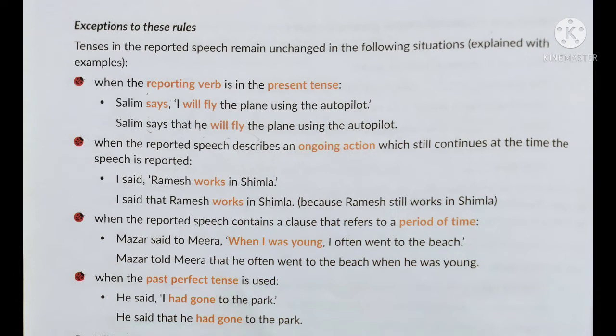The last point to be noted is when the past perfect tense is used in some sentences. Like, he said, I had gone to the park. When you change this sentence into indirect speech, it becomes, he said that he had gone to the park. You can see only the pronouns have changed and the rest of the sentence has remained unchanged. So there are some situations where the tenses in the reported speech remain unchanged.